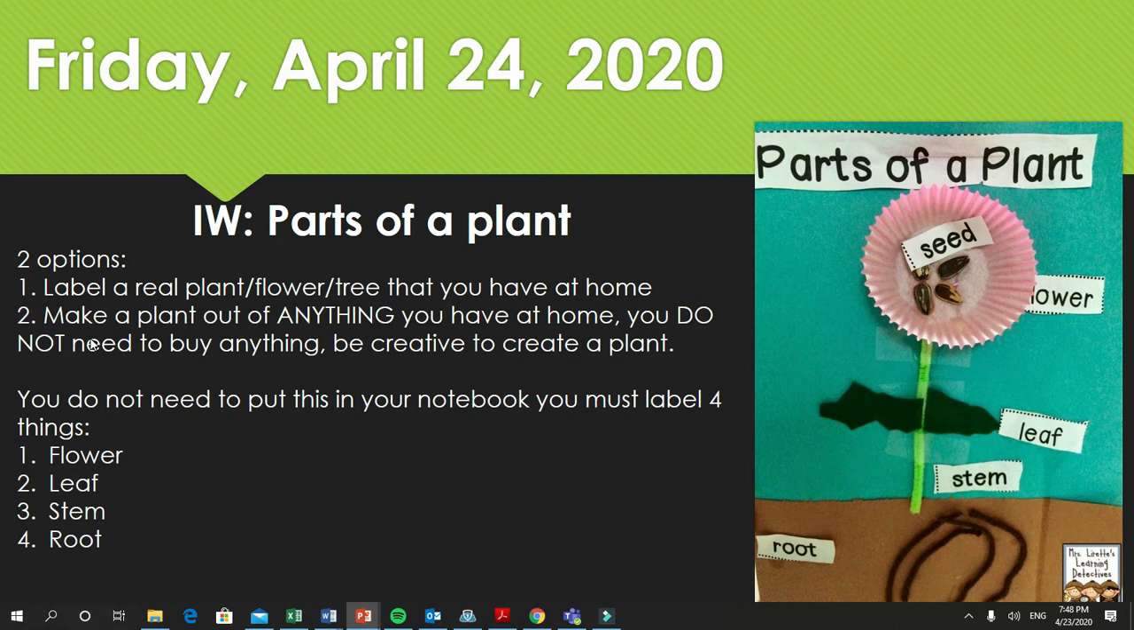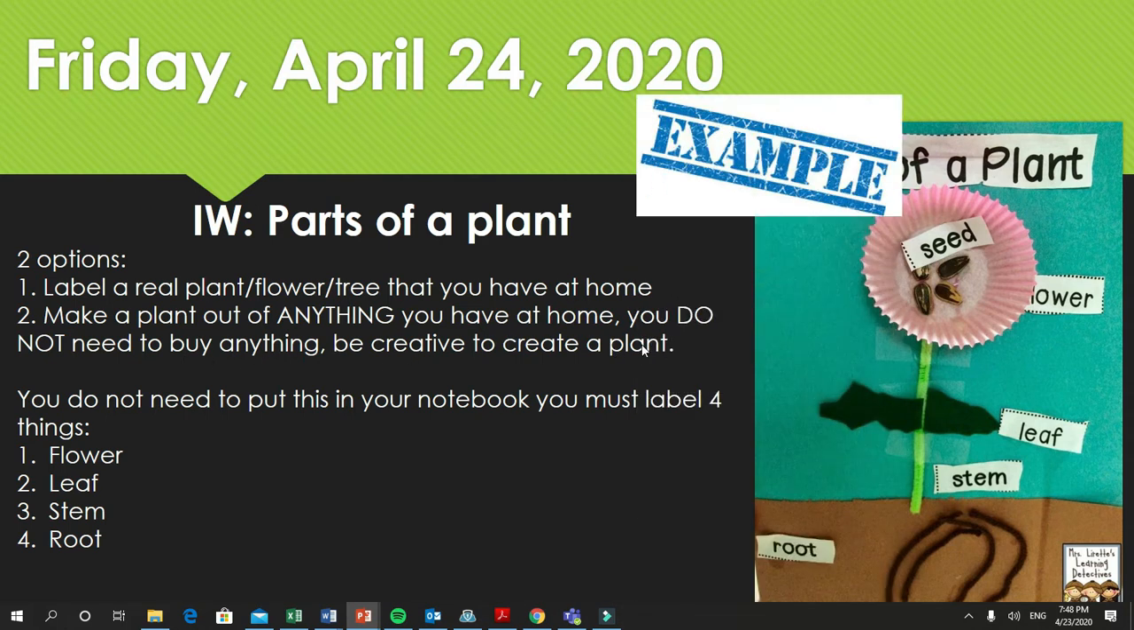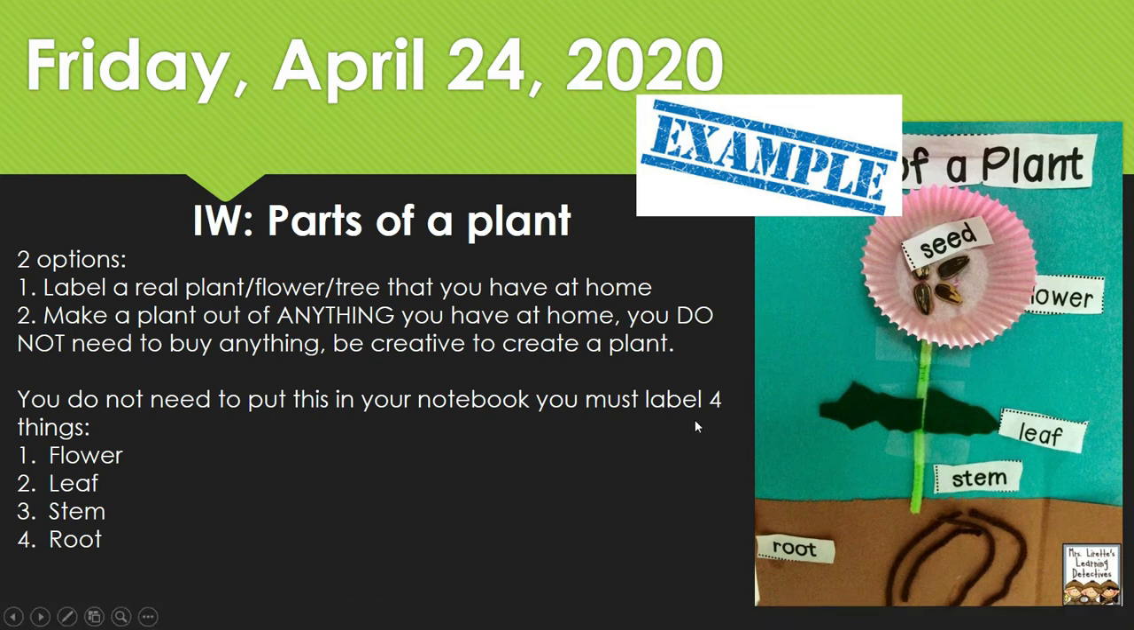Or, if you don't have a real one or you want to be creative, you can make a plant out of anything you have at home. You do not need to buy anything. Just be creative and create a plant, okay? So, you see, on this side we have an example. This is just an example. Yours does not have to look like this. So, you need to have the flower, the leaf, the stem, and the roots. You have to have these four things that are right here.